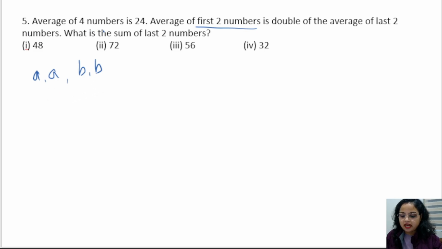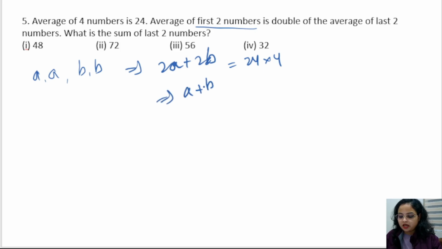And here what is told? Average of 4 numbers is 24. So here 2A plus 2B is equal to the sum. The sum of these 4 numbers is 2A plus 2B is equal to 24 into 4. So here I'll take 2 common and cancel with 2. A plus B is equal to 48.